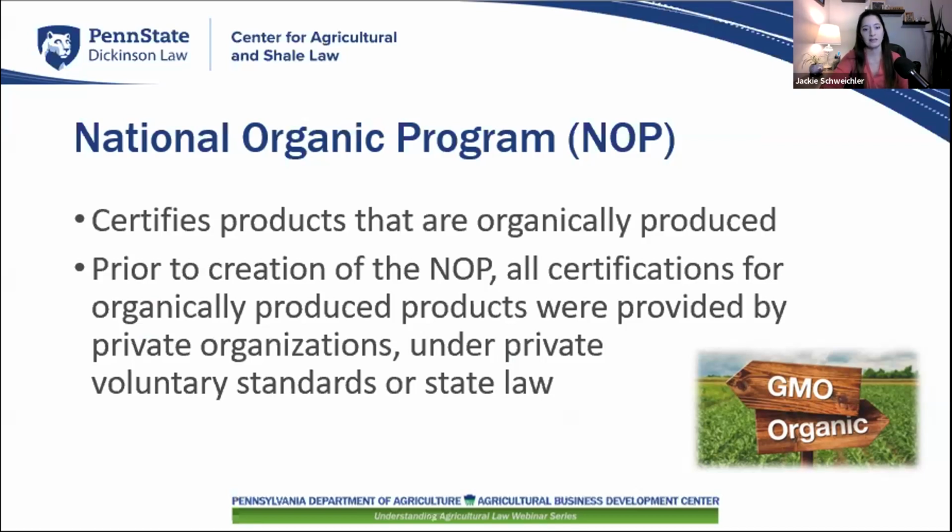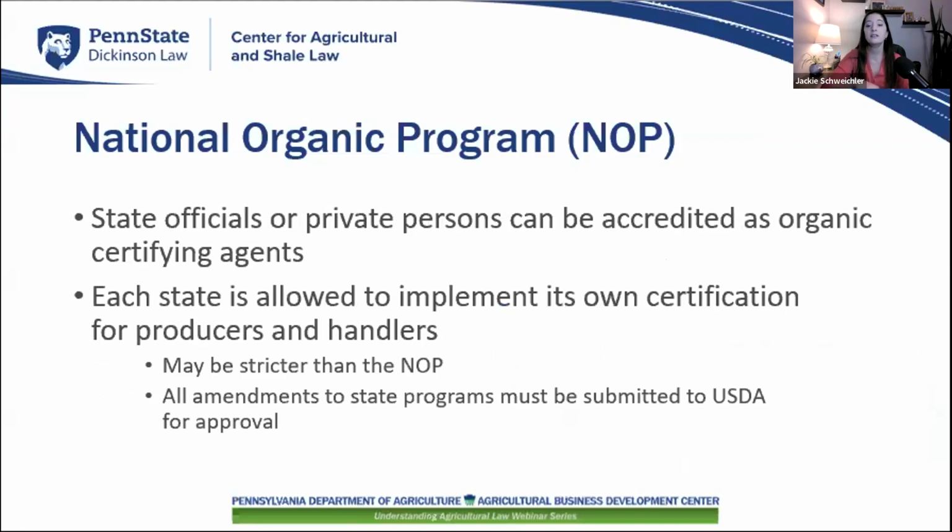Before the program started in 2000, organic products weren't certified by the government; they were certified by private organizations. Those private organizations made their own rules with voluntary standards, or they were based on state law. From state to state, it was really hard to know what counted as organic. Now, under this program, state officials or private persons can be accredited as organic certifying agents. Each state can have its own certification for producers and handlers. The caveat here is that the certification standards must be more strict than the standards in the National Organic Program. If a state wants to amend their program, they need to submit that amendment to USDA in order to get it approved.